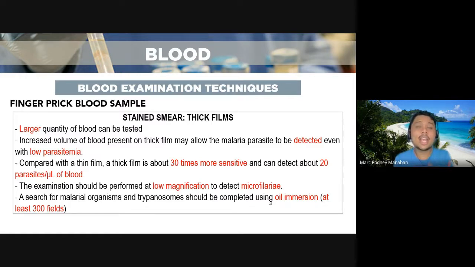So you use it for screening purposes, okay? All right, so aside from the plasmodium species and trypanosomes, you can also detect the microfilarial worms using your LPO. Because these are worms, nematodes, microfilarial worms, they can be seen even at LPO. But your trypanosomes and your malaria plasmodium species, which are quite small, can be seen using oil immersion. And again, examine at least 300 fields before you report a result, okay?